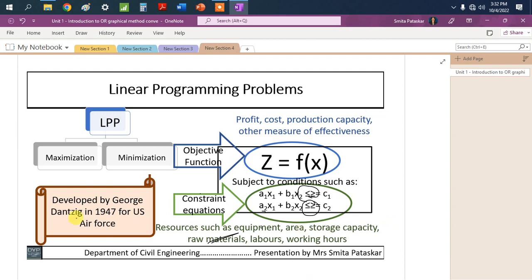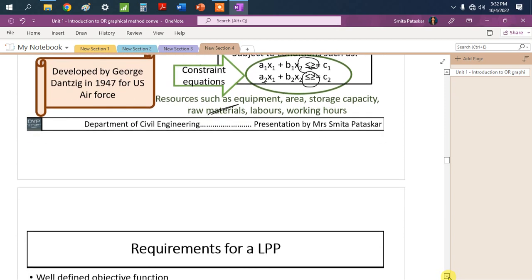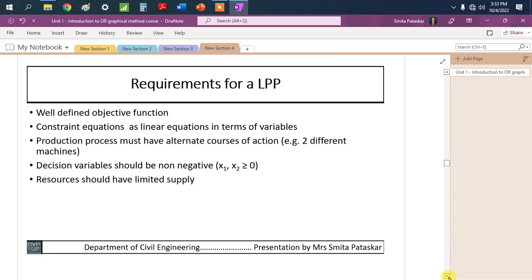Now let us start with one or two examples. Let us formulate these problems. LPP is a short form of the linear programming problem. The requirements of LPP are a well-defined objective function and the constraint equations as linear equations in terms of variables. There should be some alternative production process, so that is how the constraint equations will come. Then the decision variables are non-negative, and very importantly, the resources should have limited supply.